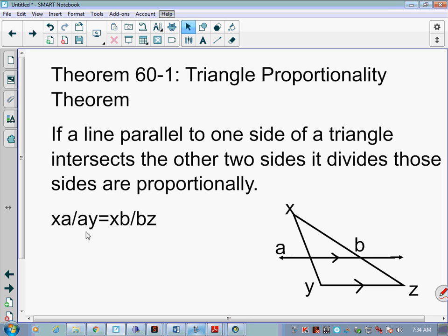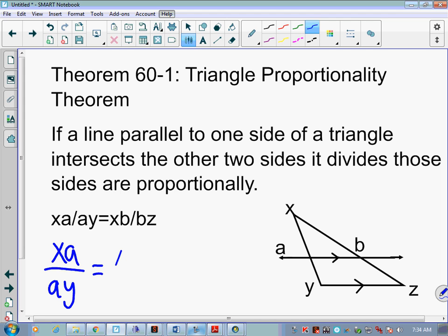Let me see if I can write this up a little bit better, the way that we would normally write it in a proportion. We'd normally write that as XA over AY is equal to XB over BZ. It's just kind of hard to type that in. It doesn't want to do that very well. All right, so it divides the segments of those triangle side lengths proportionally. Okay, so we want to understand and be able to come back to Theorem 60-1 to solve questions that match with it.